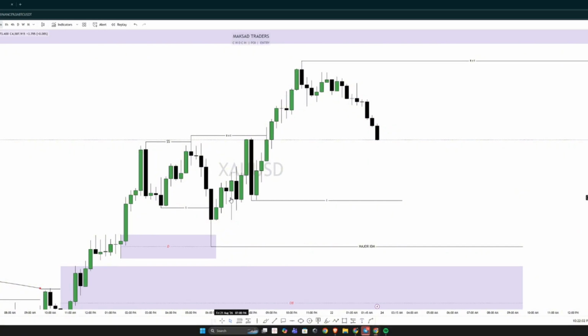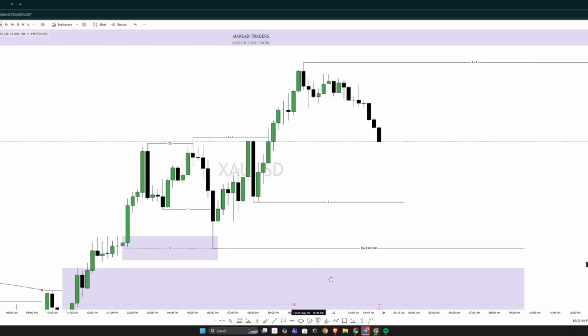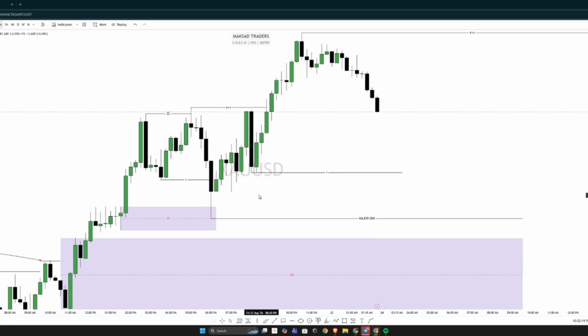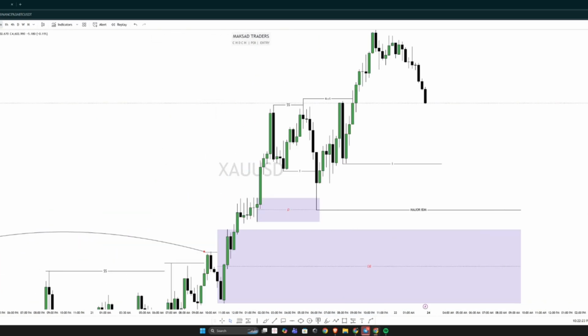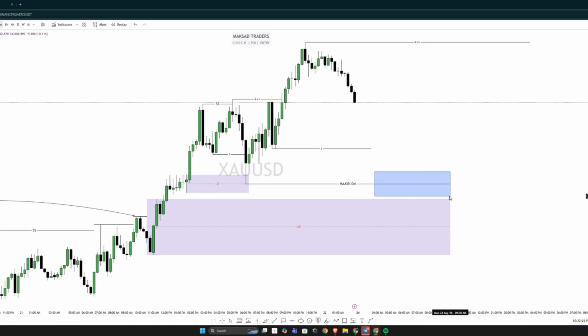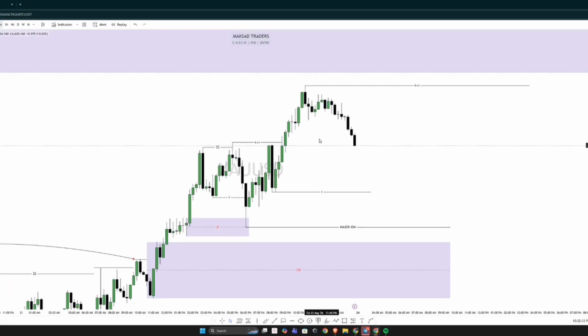So let's see, body closed here at this point, and this POI is already mitigated. Okay, this POI is already mitigated, so we cannot use it. Obviously, that means that after the inducement, this POI will not hold. And if this POI will not hold, then we can clearly see that this major inducement is going to be taken out. Okay, so this is apart from the session, because I only analyze in 4 hour, 1 hour, and that's it.